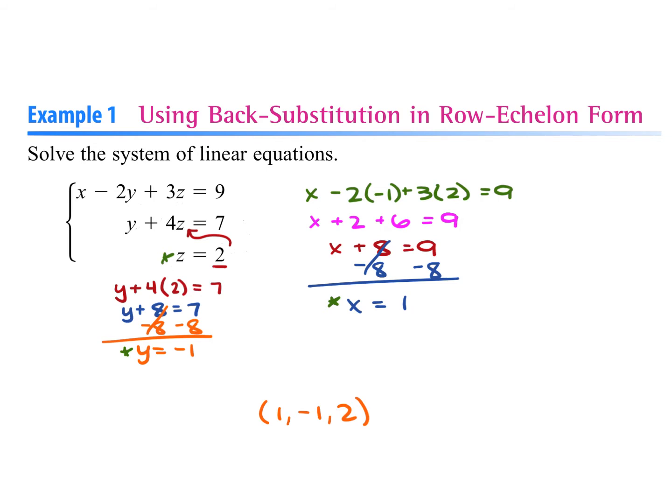In order to check your answer, which is a good thing to do with all of these, plug them in to each of these equations. If you plugged in the 1 for x, the negative 1 for y, and the 2 for z, on the top equation, you get 9 is equal to 9. If you plug in the negative 1 and the 2 in that middle equation, you get 7 is equal to 7. And then z is equal to 2 would just be 2 is equal to 2. So it makes true statements for all three of these equations. You know your answer is correct.